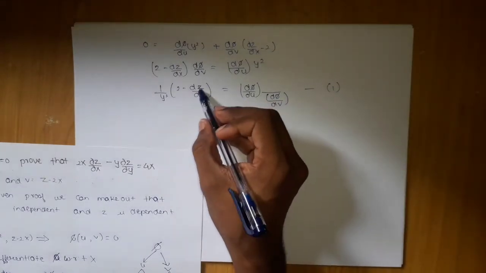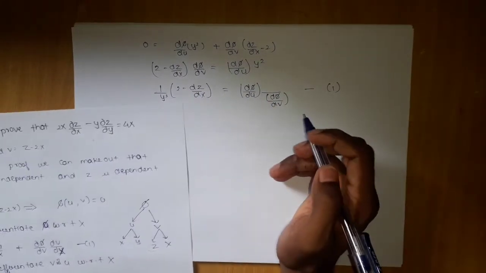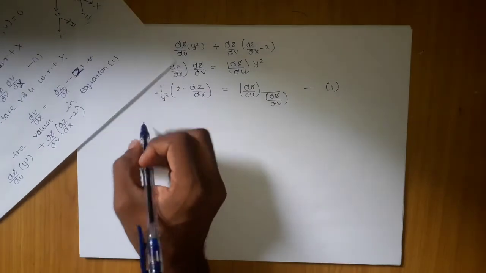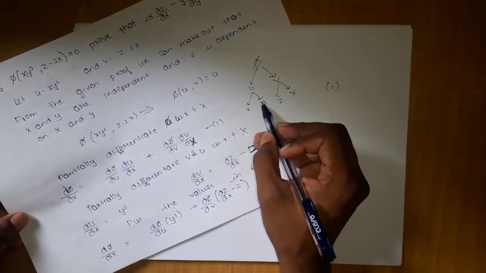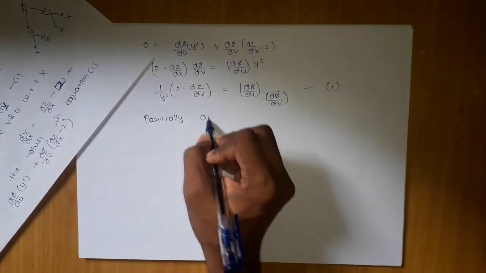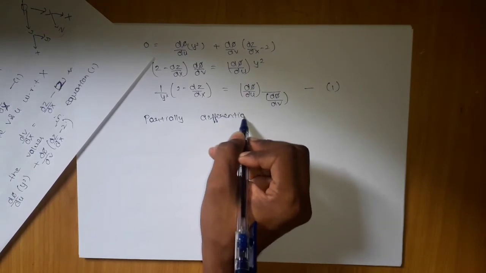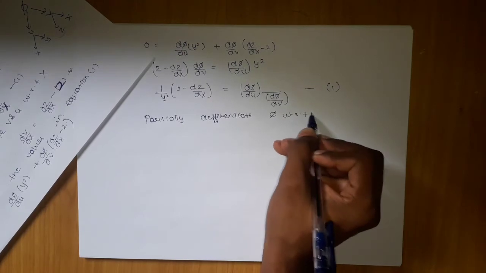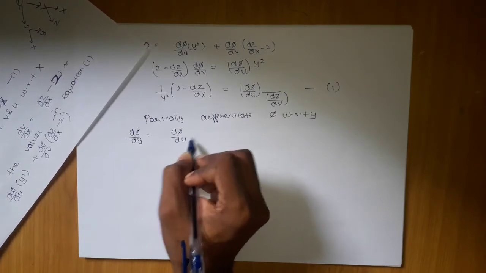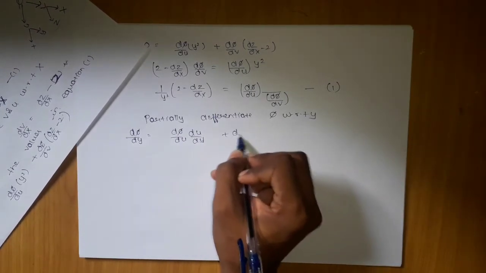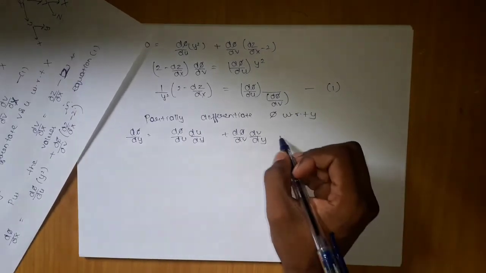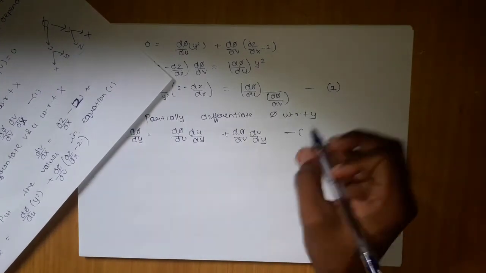Because my main target is to get dou z by dou x, and I want to eliminate this stuff. But for that, I will now partially differentiate phi with respect to y, to involve dou z by dou y. So what I am going to get is dou phi by dou y, which will be dou phi by dou u into dou u by dou y plus dou phi by dou v into dou v by dou y. Now let's call it, this was 1, this is 2, this is 3.